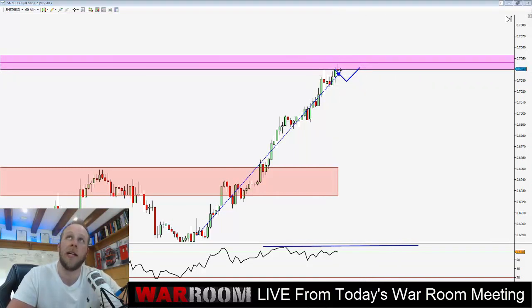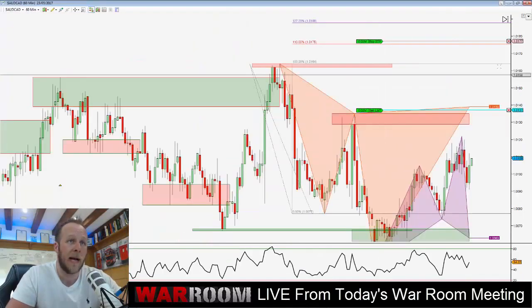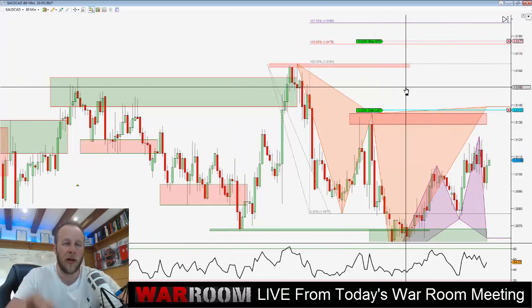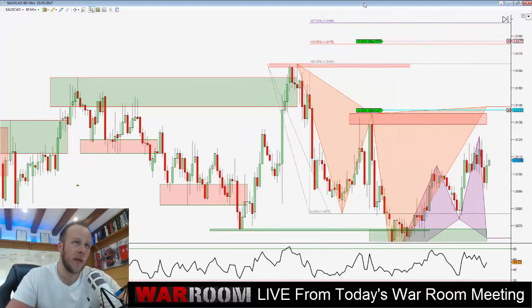The only other thing on the radar is this cipher pattern, but I'm sure Akil is monitoring this, so whether I shoot it in or not, I don't know. We'll have to wait and see.